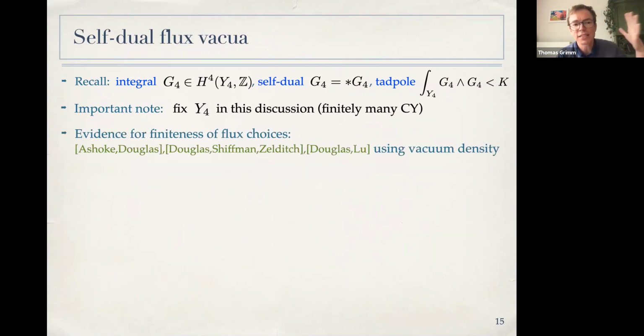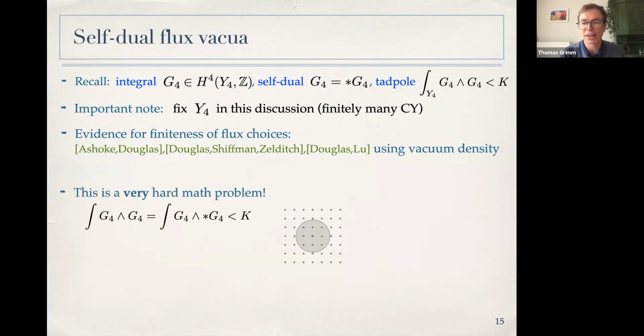There has been evidence for the finiteness of flux choices by Douglas and collaborators in the past, and I don't want to discuss this in detail, but they never really showed it, right? They put out a number and then people thought, oh, this is clear, but it was actually an open question, and actually quite surprising to the mathematicians I worked with that this should be true, and now it's shown to be true. So this is a very hard mathematical problem.